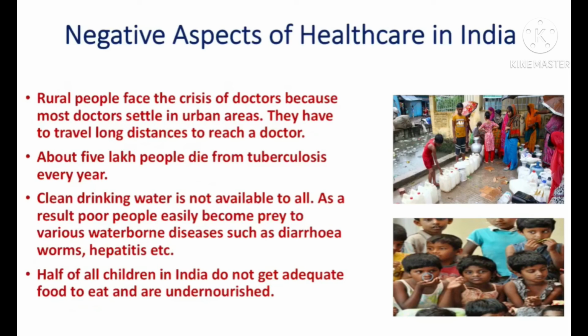Clean drinking water is not available to all. As a result, poor people easily become prey to various waterborne diseases such as diarrhea, worms, hepatitis, etc. Half of all children in India do not get adequate food to eat and are undernourished.